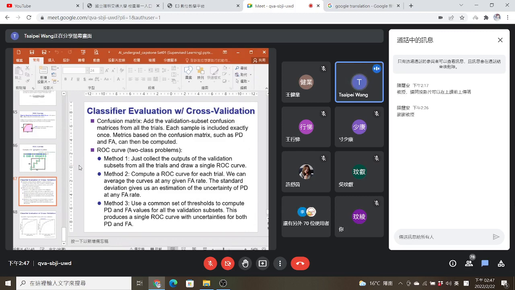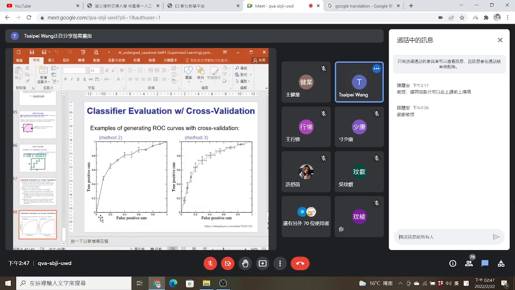Method one is to just combine all the outputs, without considering their individual threshold choices, and draw a single ROC curve. The second one is to use a fixed FA value. So you sample at fixed FA, that's the horizontal axis here, and for different rounds you get different PD values, so you can get an error bar here.